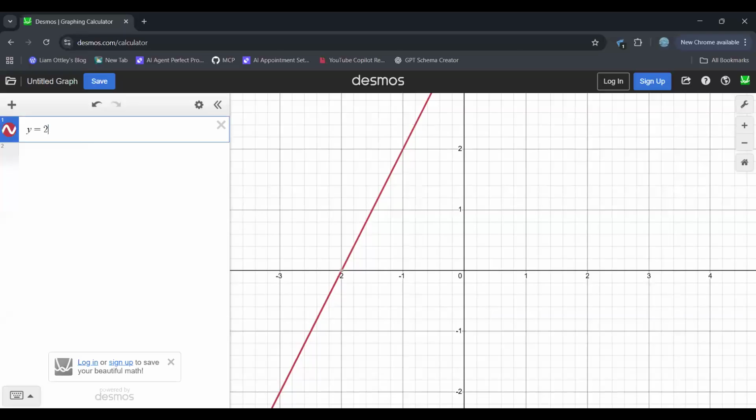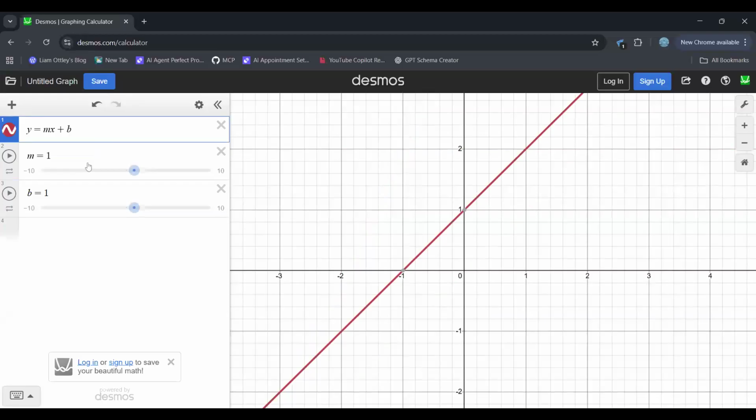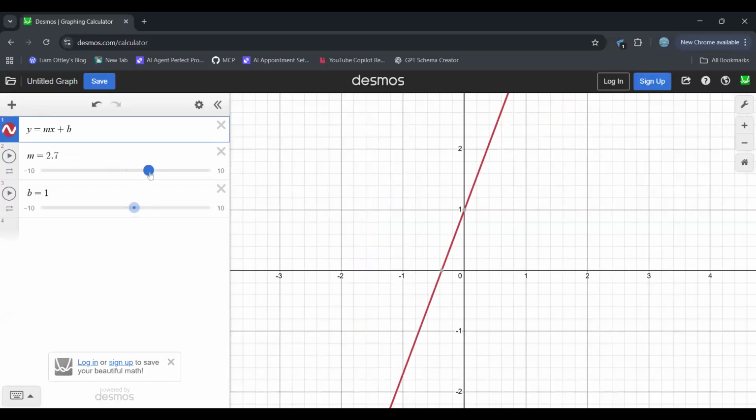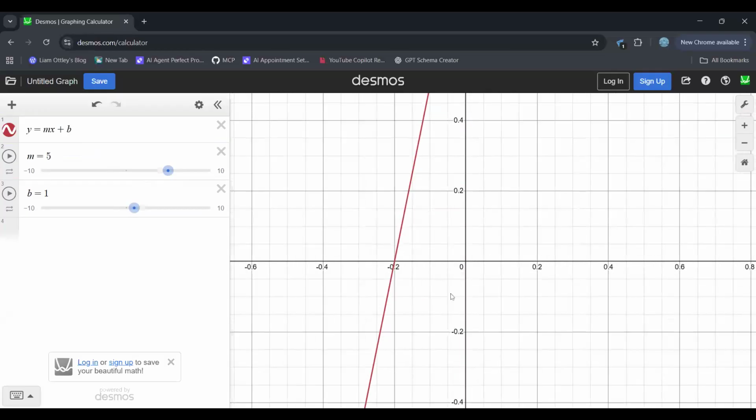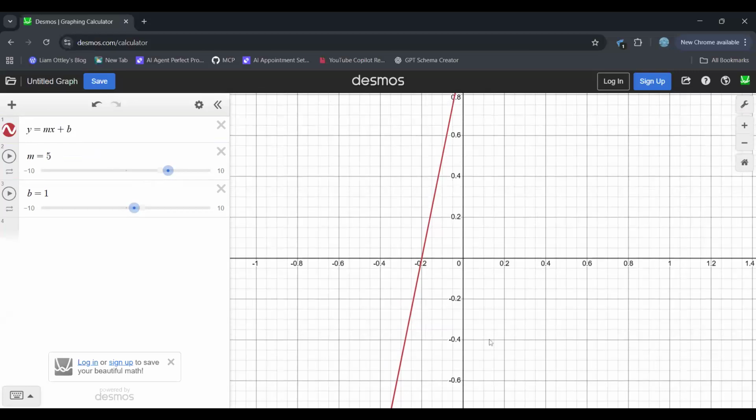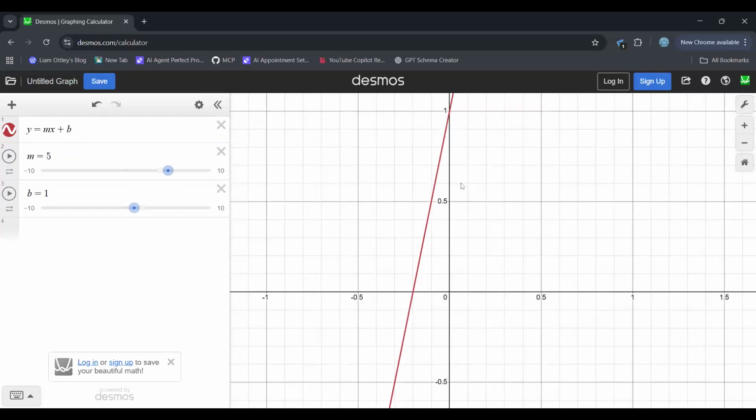So now let me go back to the graphing calculator right here. So we can see if I put y is equal to mx plus b as well. So we can change. If m is equal to 1, it gets steeper and steeper. See, we have a slope of 5. That means we have a rise over run. So that means it is 5 down. So rise is 5, run is 1.